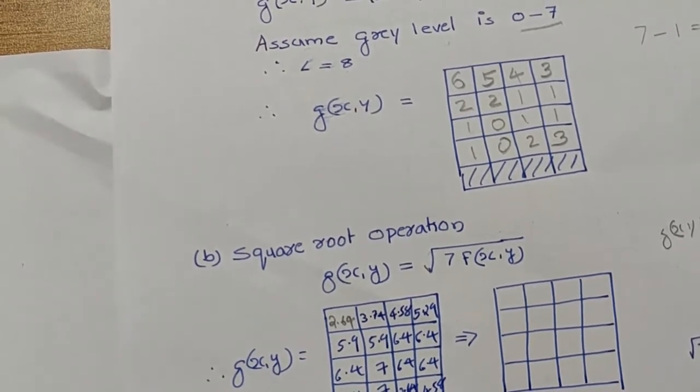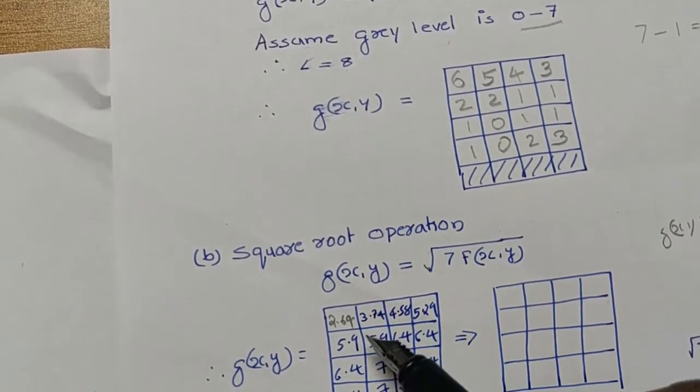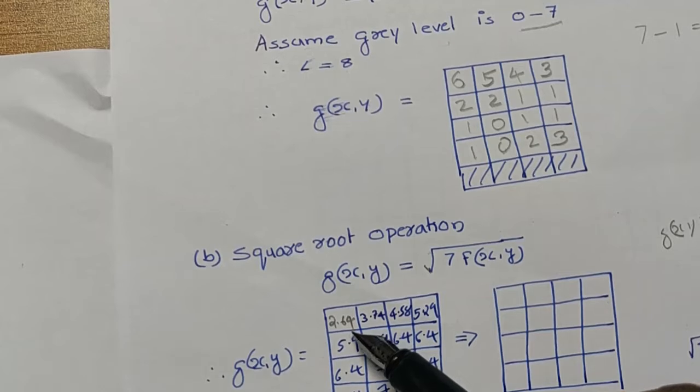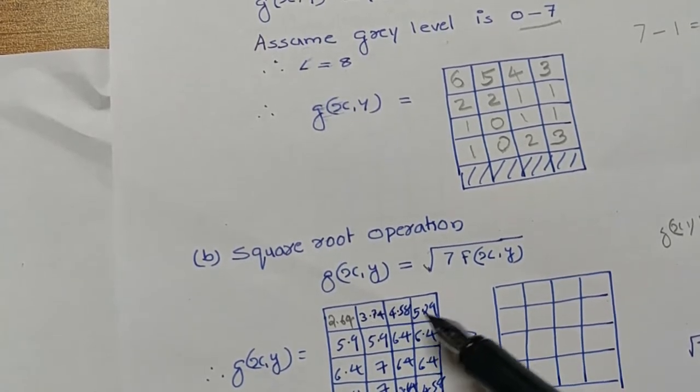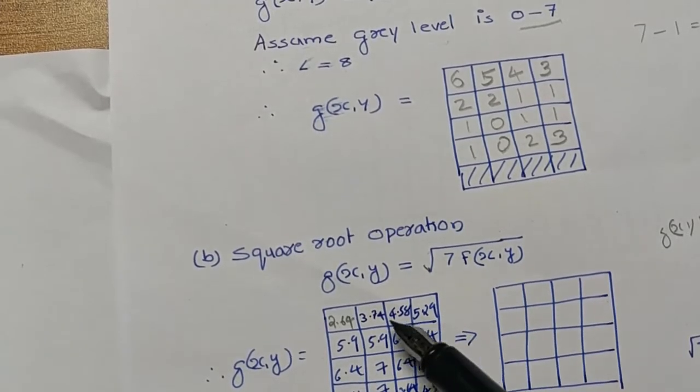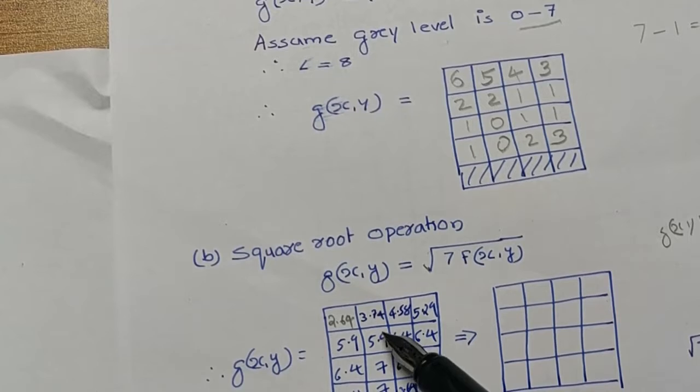Okay, now this is the value after the square root operation. That is 2.64, 3.74, 4.58, 5.29, 5.9, etc. Now we can round off these values.